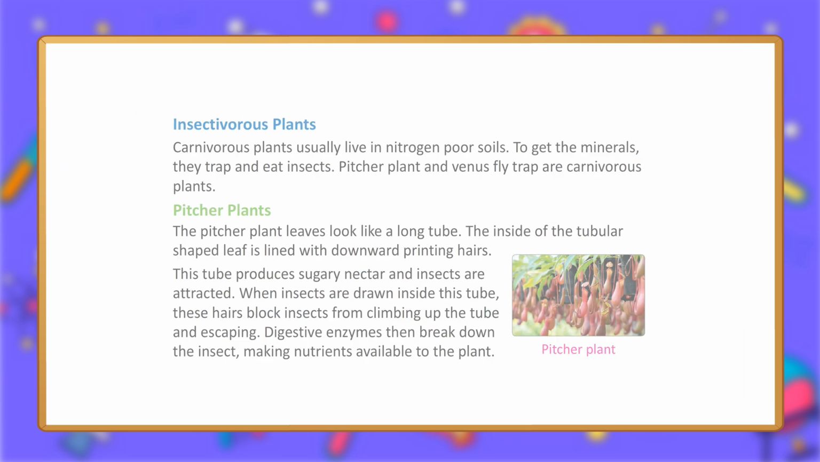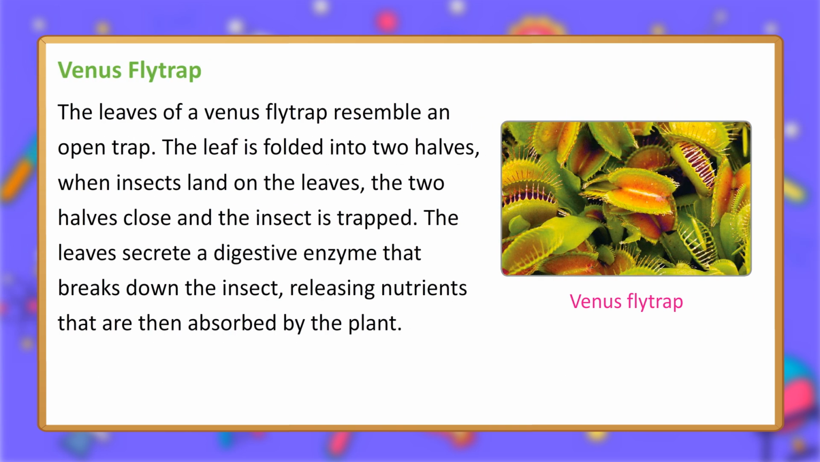Venus flytrap. The leaves of a Venus flytrap resemble an open trap. The leaf is folded into two halves. When insects land on the leaves, the two halves close and the insect is trapped. The leaves secrete a digestive enzyme that breaks down the insect, releasing nutrients that are then absorbed by the plant.